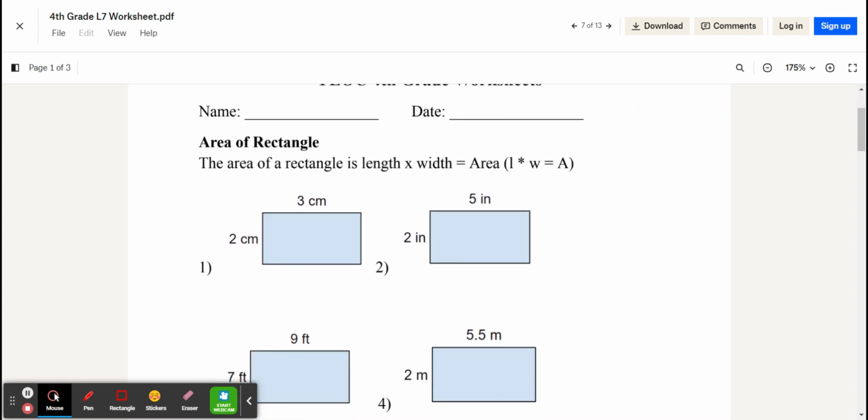To start, our first section is the area of a rectangle. The area of a rectangle is the length times the width, or this formula: area is length times width.